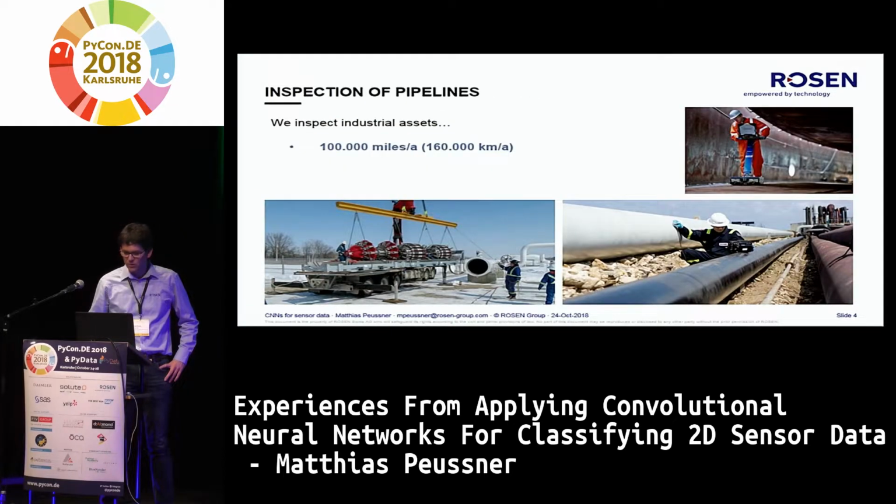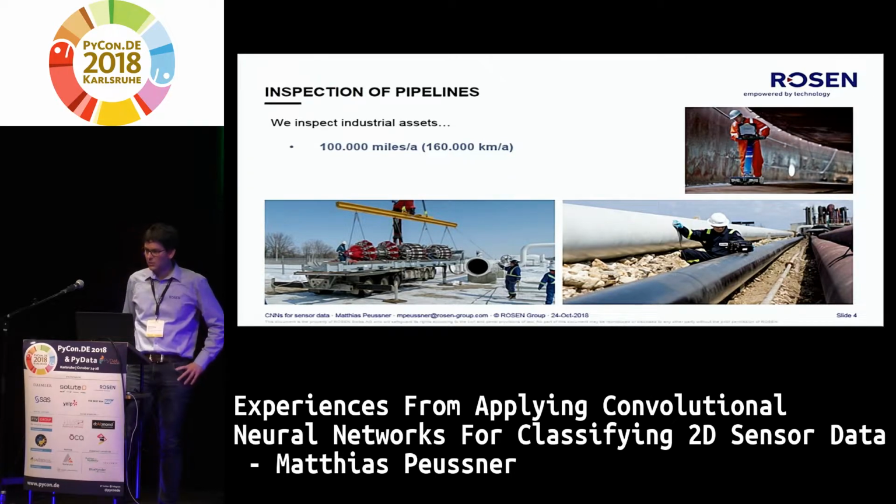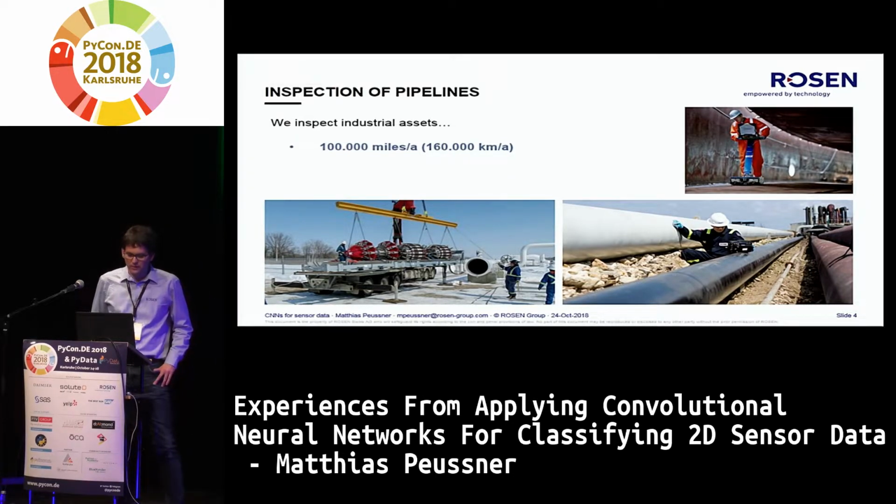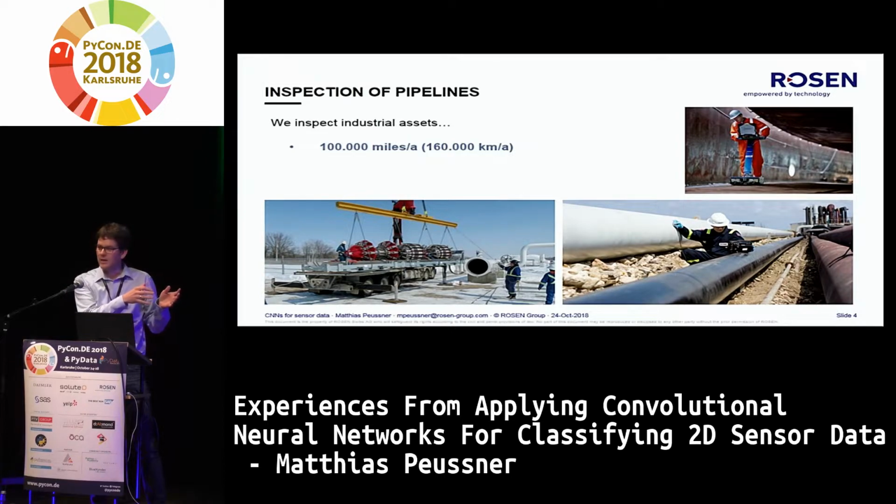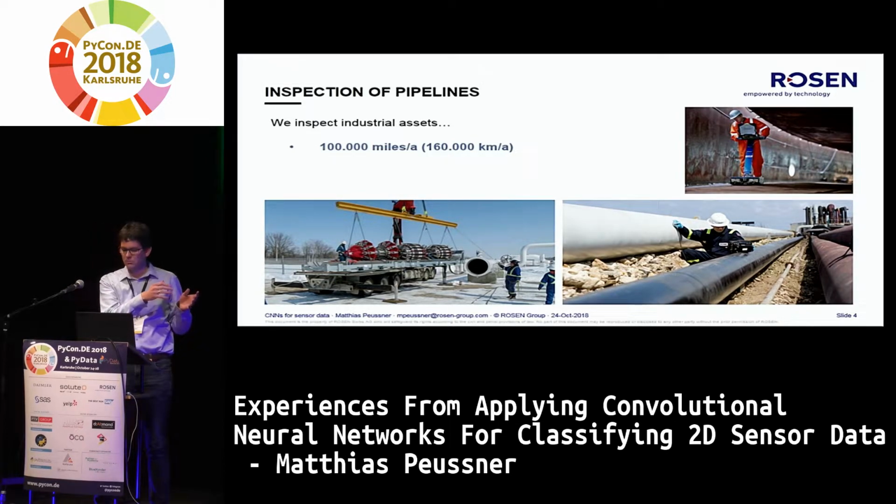Especially I will talk about the inspection of pipelines, about the data which we collect during the inspection of a pipeline. On the bottom left, you see a tool with many sensors around it, and we send this tool through the pipeline, and it collects many kilometers of sensor data from the pipeline, from the wall thickness, and from the wall. As you can see, we collect more than 160,000 kilometers per year, so we have lots of data.